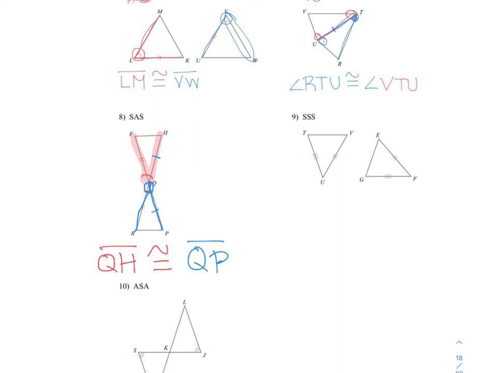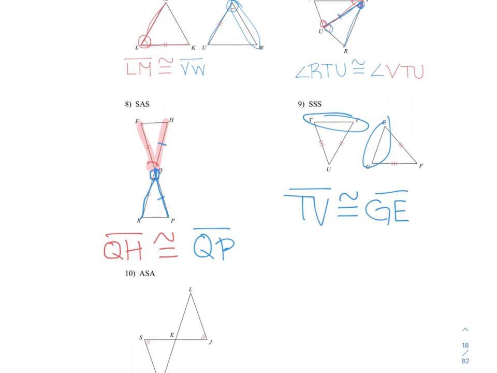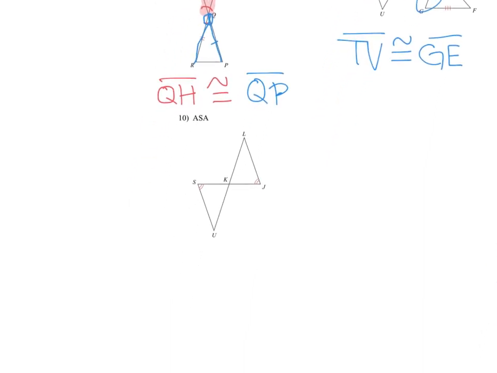All right, now this next one, you guys should get this one pretty well. It's side, side, side. So we have the 2 sides are congruent. We need that third set of sides to be congruent as well. So I'm going to say that TV needs to be congruent to GE. All right, and that's just, we had to say those last 2 sides are congruent to each other.